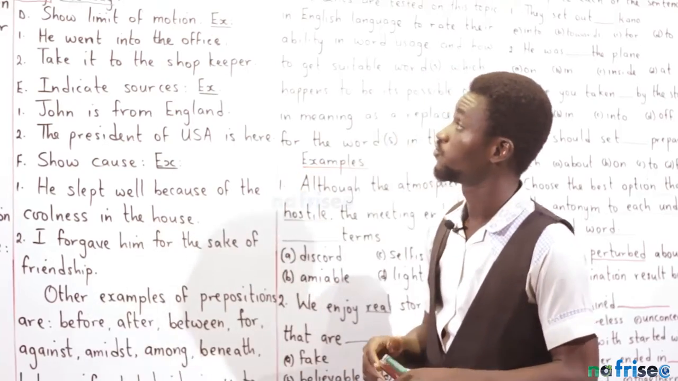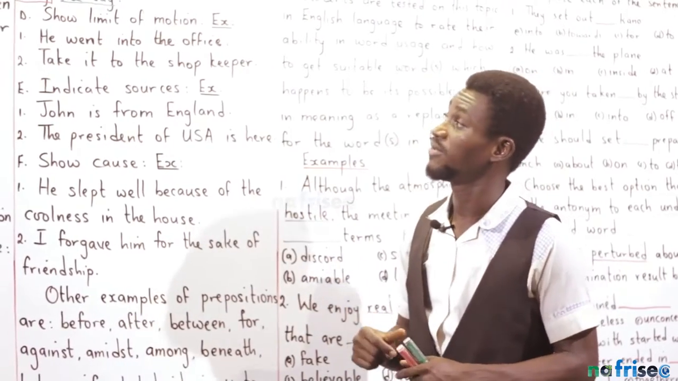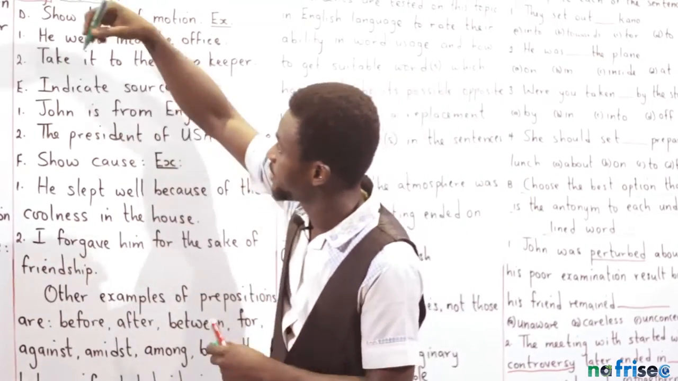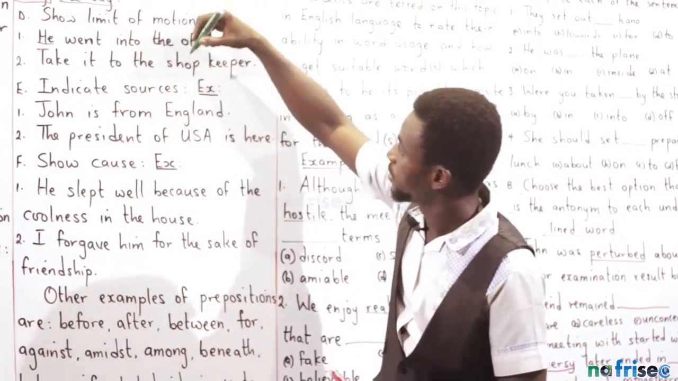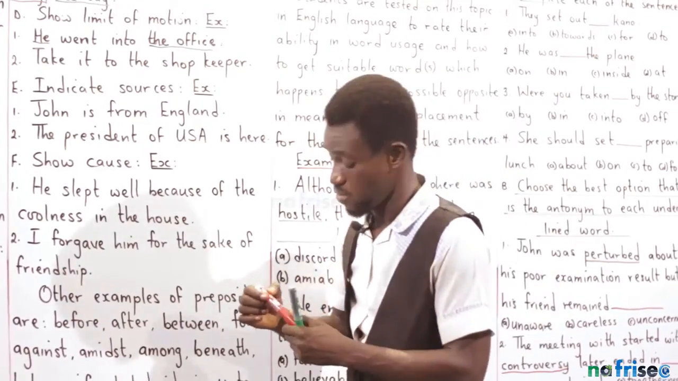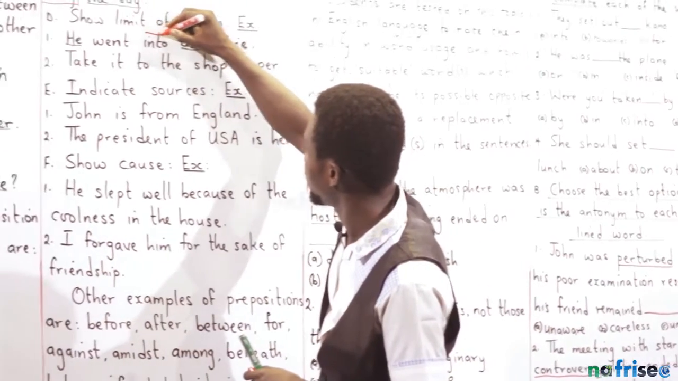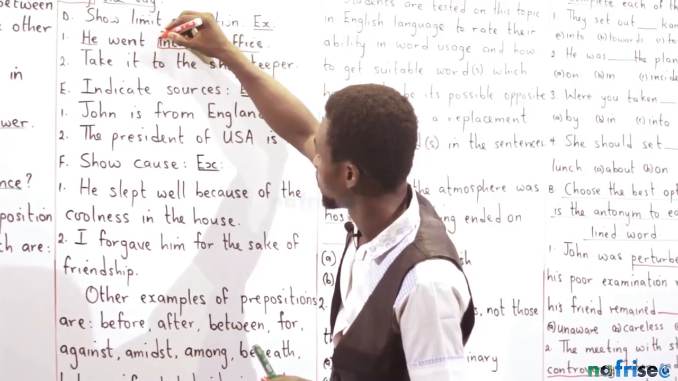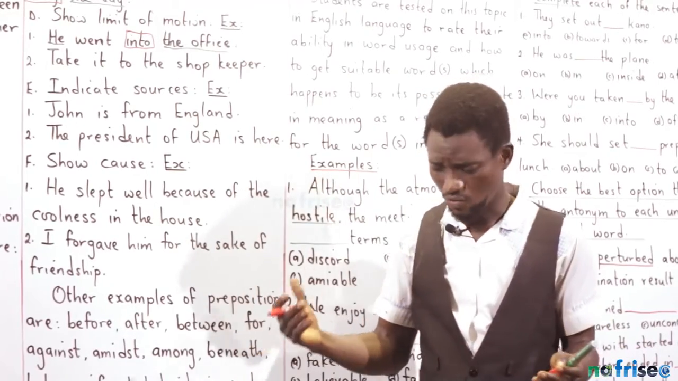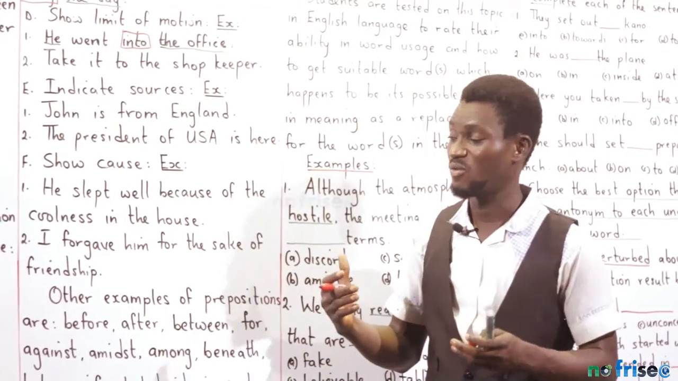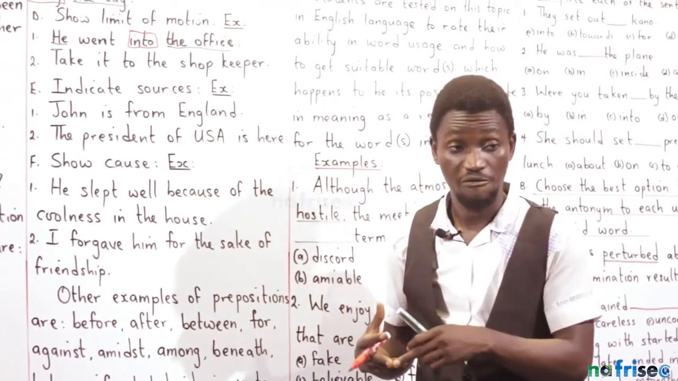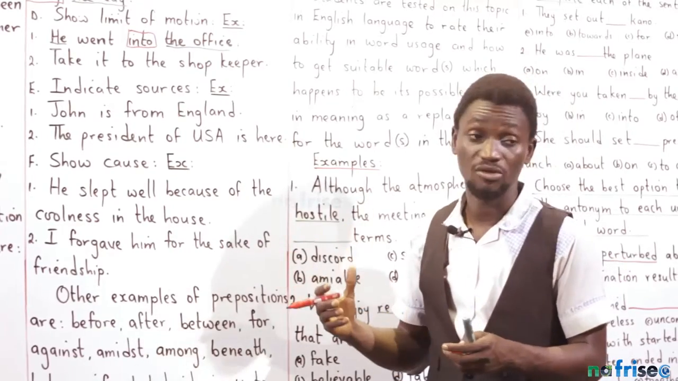Now look at the fourth function, show limit of motion. Now look at this example. He went into the office. We've got he, which is the pronoun here, and we've got the office. So the preposition that indicates motion is what? Into. So this is more like showing direction. There's this similarity when it comes to some prepositions performing the function of showing direction or the function of showing the limit of motion.